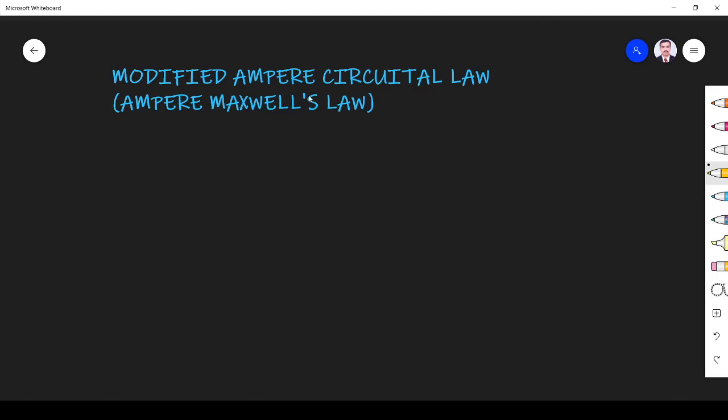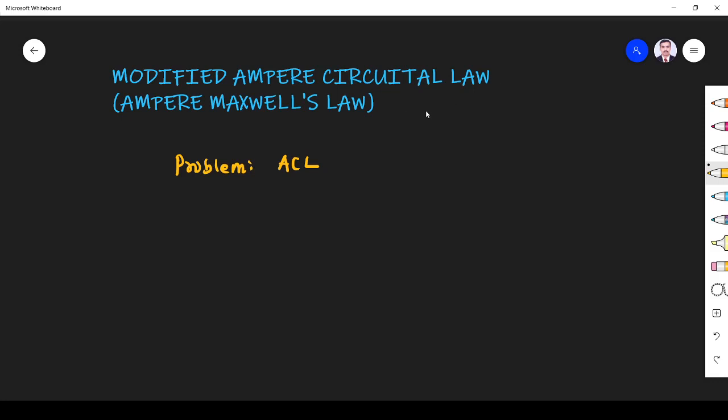This law is very important. The other name for this law is Ampere-Maxwell's law. Why is it called modified Ampere circuital law? We have some problem in Ampere circuital law. Maxwell identified and rectified that, right? That problem was identified and rectified by Maxwell. Then he combined four different laws and formed Maxwell's equations. So this law is playing a pivotal role in the EM theory, right? So let us see that.